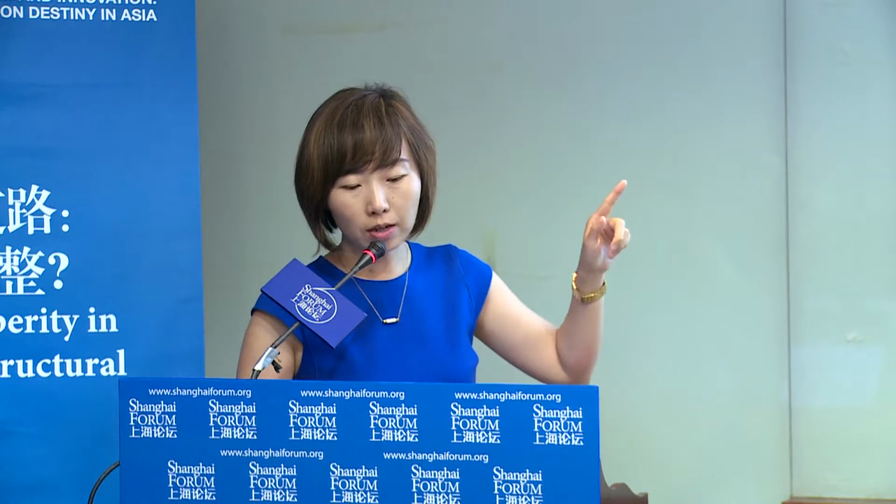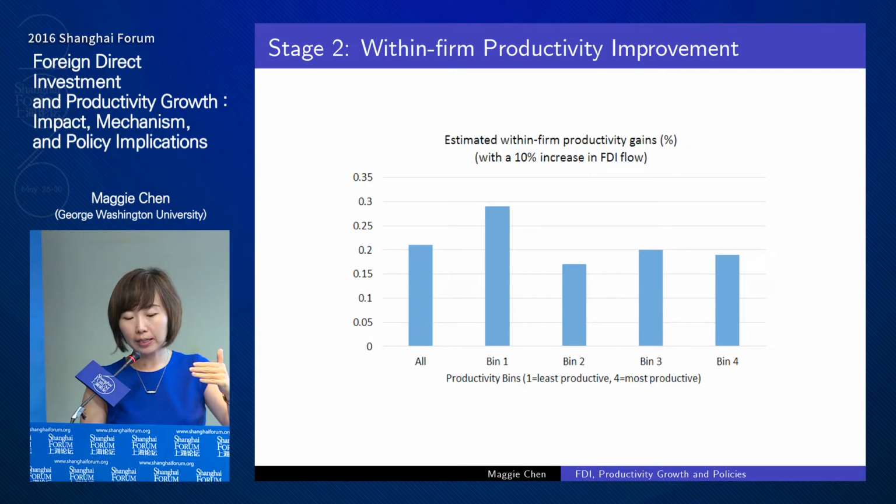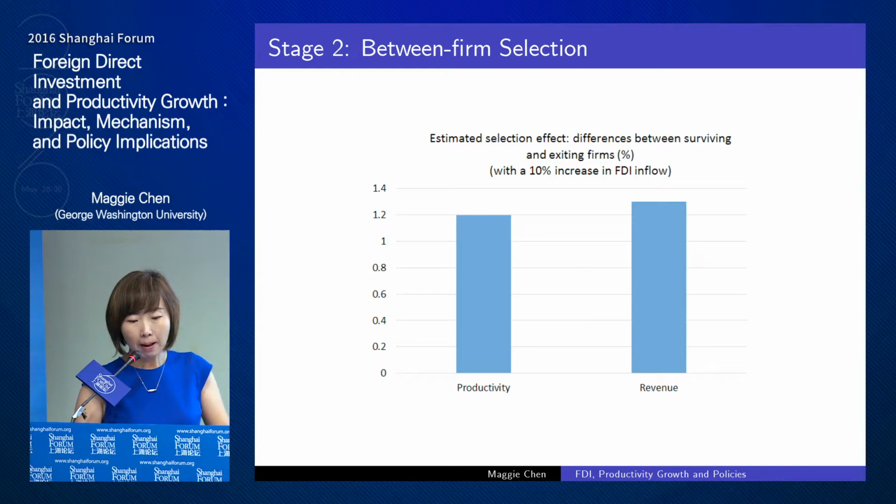So the first result I want to show you, let me jump to the figures. We want to show the within firm productivity gains do exist in our exercise, okay? Domestic firms across different levels of productivities do seem to see a productivity improvement, especially the lowest performing domestic firms. But in the meantime, we also have evidence for between firm selection. We find that the surviving firms after FDI entry are more productive than the exiting firms. Okay, so selection also plays a role.